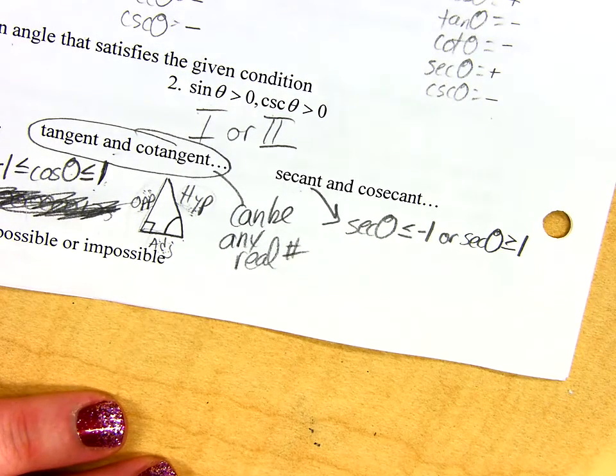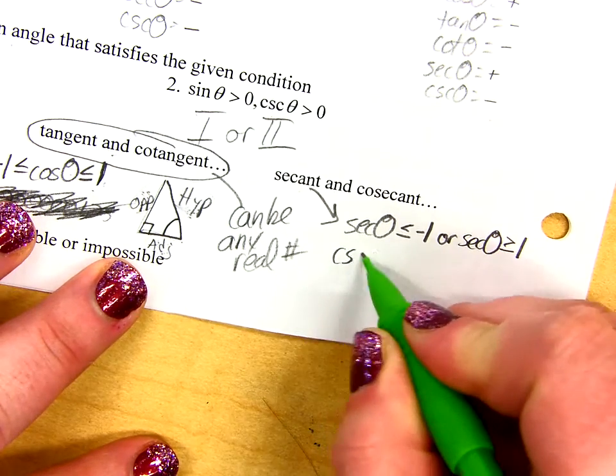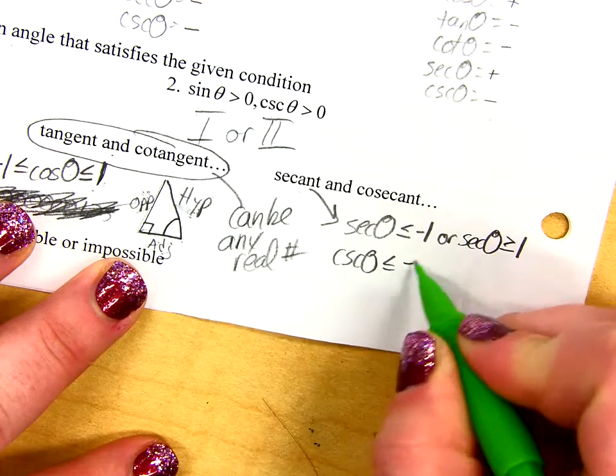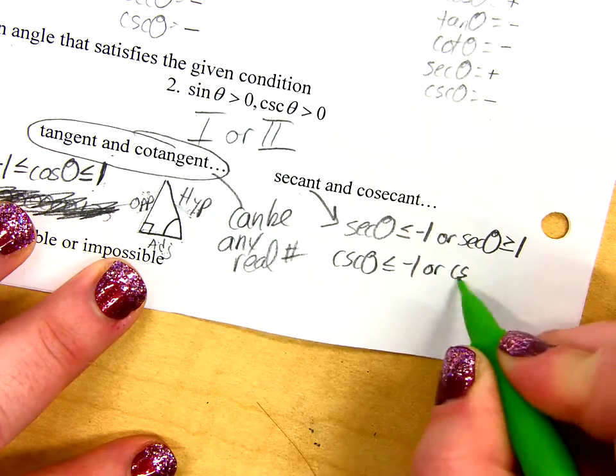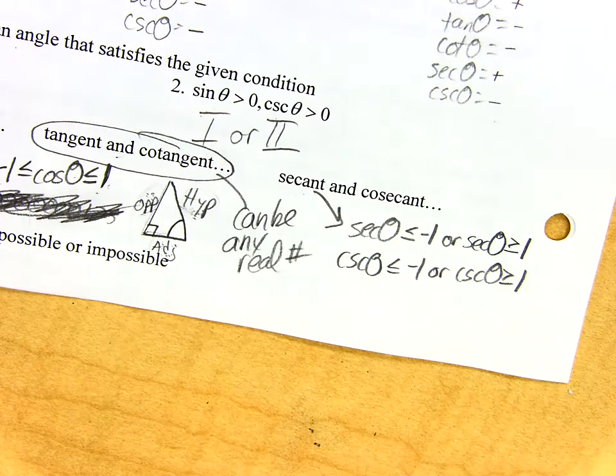It's the exact opposite of its reciprocal. Same thing happens with cosecant because we were in that same problem. So cosecant of some angle has to be less than or equal to -1, or greater than or equal to +1. Does that make sense?